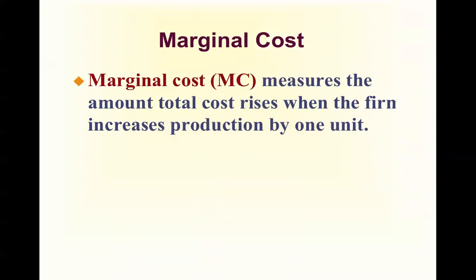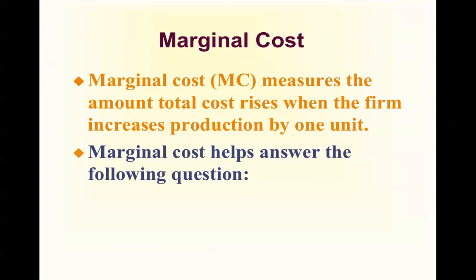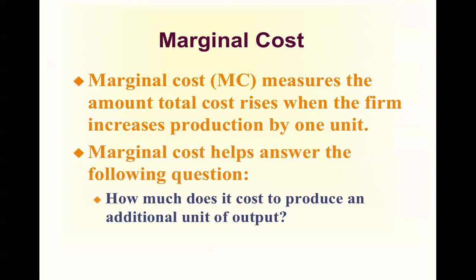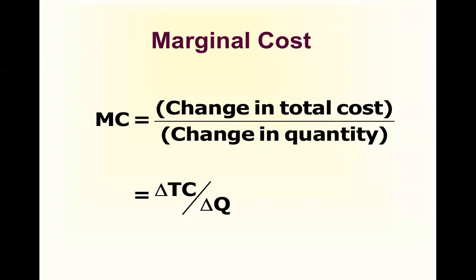Marginal cost measures the amount total cost rises when the firm increases production by 1 unit. It helps us answer the following question: how much does it cost to produce an additional unit of output? Marginal product, which is the flip side of the equation, asks how much more output an additional unit of labor would produce. Our formula: change in total cost over change in quantity.